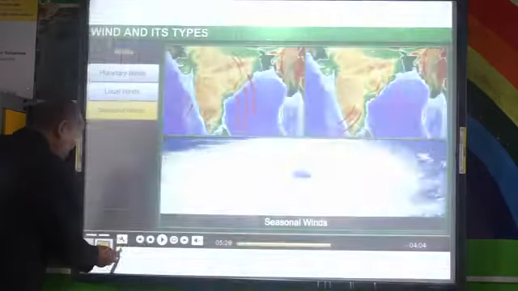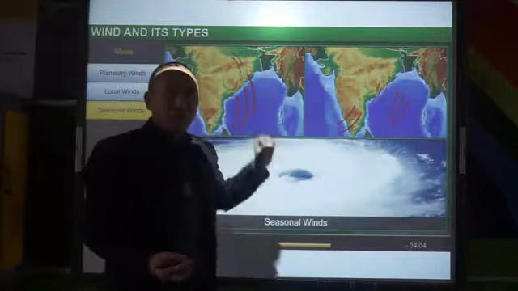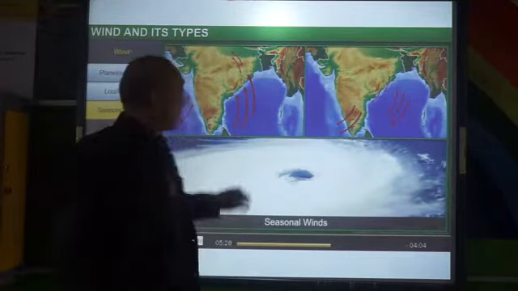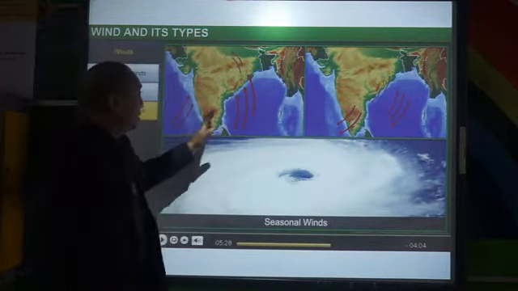So I'll just explain to you a little bit here. How does the monsoons take place? During summertime, the winds will blow from the sea to the land.